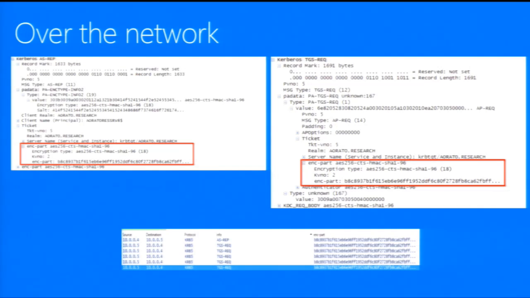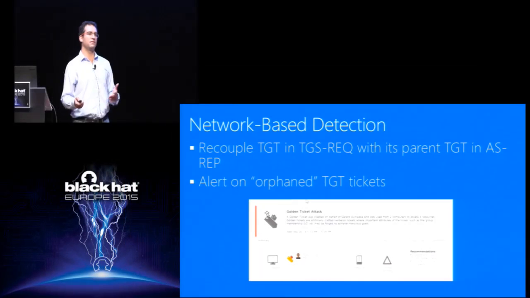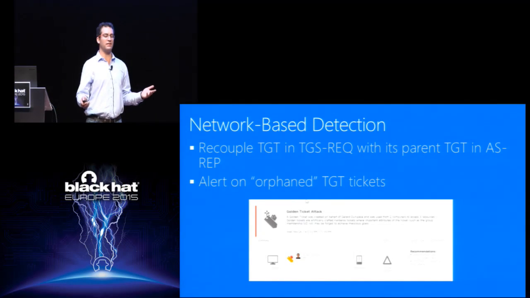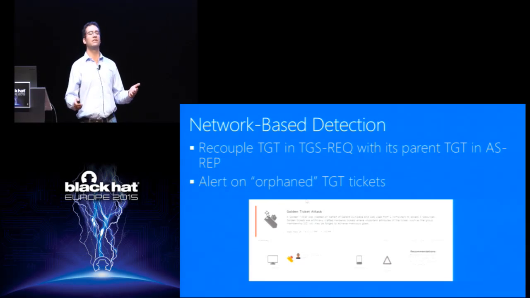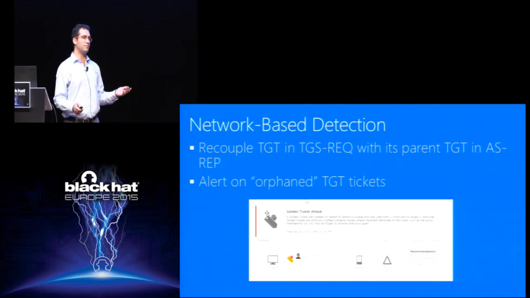And in the screenshot at the bottom, you can see a typical session of Kerberos, which contains, again, a single AS reply with a ticket in the ENC part, and then a series of TGS requests asking access to various resources, all having the same encrypted TGT information in them. So the network-based detection is trivial. The security device tries to recouple the TGS request with its parent in the AS reply. And if this security device is unable to find the TGS request's parent, the AS reply that created it, it alerts on a possible golden ticket attack.